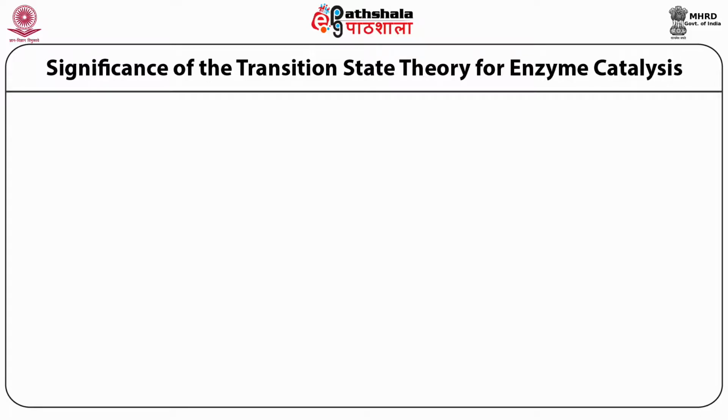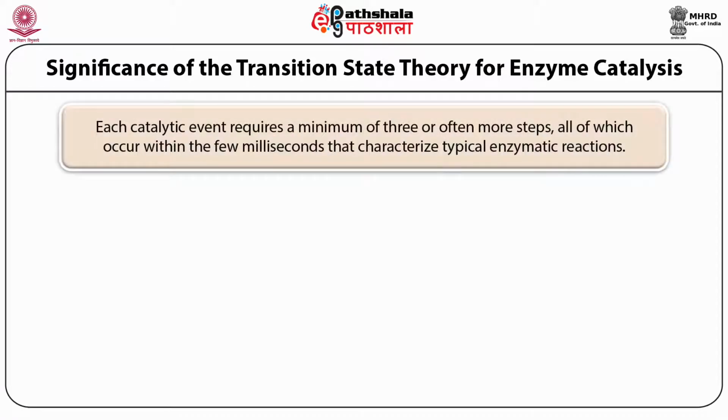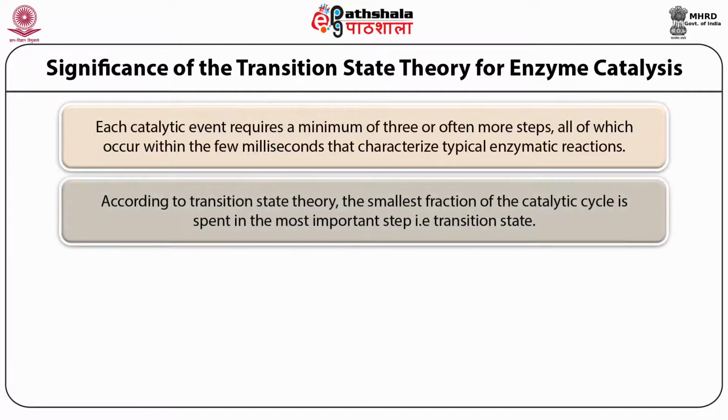After discussing the theory of transition state and its limitations, let's discuss the significance of transition state theory for enzyme catalysis. Each catalytic event requires a minimum of three or more steps, all of which occur within a few milliseconds, which characterizes a typical enzymatic reaction. According to transition state theory, the smallest fraction of the catalytic cycle is spent in the most important step, that is, the transition state.